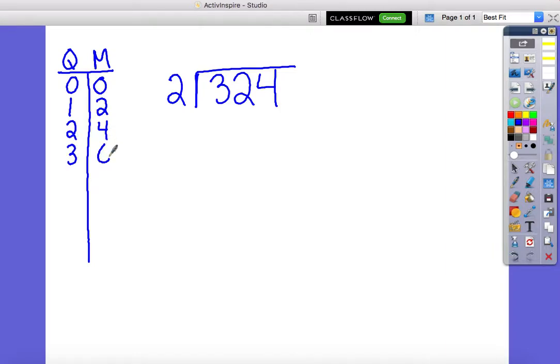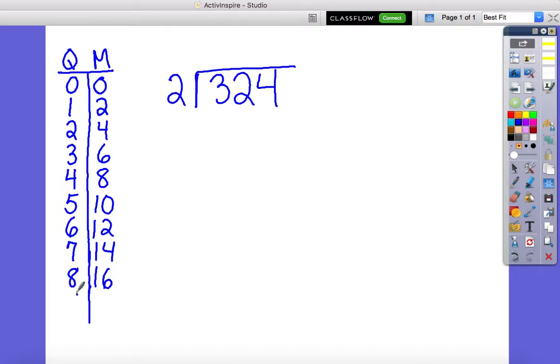3, 6, 4, 8. Remember, it's important to line them up, because that way when you go back to look at your list, you'll know which quotient and multiple go together. 5, 10, 6, 12, 7, 14, 8, 16, 9, 18, and remember the final number that we want to do is 10, which will bring us to 20.